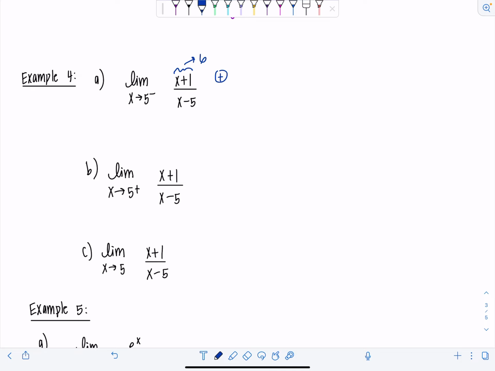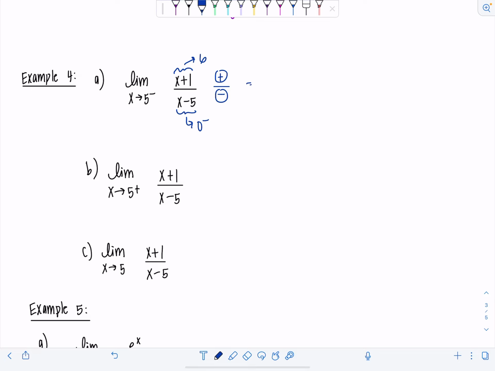Now let's look at the denominator. We're approaching 5 from the left, so that's 4.9, 4.99. This expression, x minus 5, is approaching 0, but from the left, right, through negative values. So the sign of the denominator is negative. So positive quantity in the top, negative quantity in the denominator, approaching 0. What's this limit going to be?